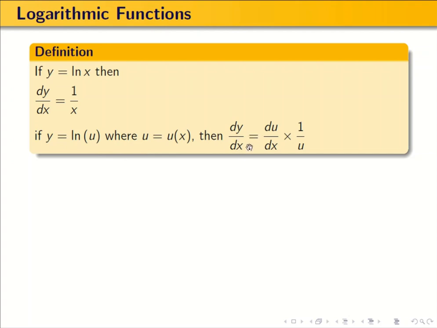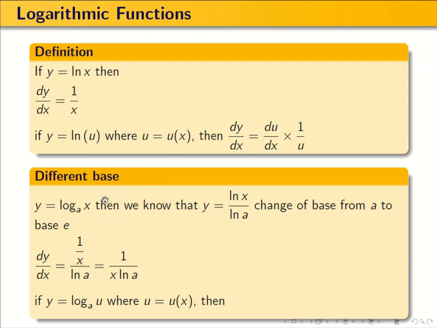Then dy/dx is equal to du/dx times 1 over u. So if u here is a function of x, then I'll use the definition of ln and write 1 over whatever that is, times the differential of whatever that is.